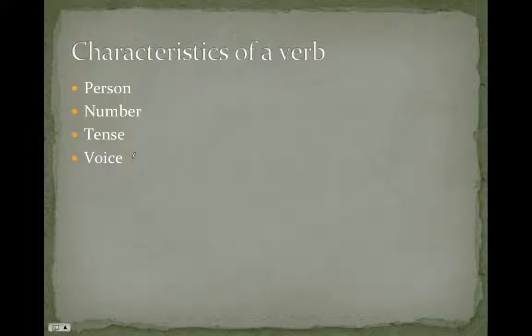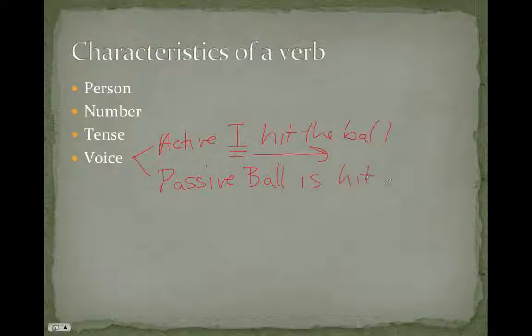Voice. There are two voices in Latin. We can have the active voice, in which the subject does the action. So I can say, I hit the ball, where I am the subject, and I'm doing the action to something else. That's the active voice. The passive voice is where the subject is the recipient of the action. So the ball is hit by me, where the subject is being acted on. The action of the verb is happening to the subject.